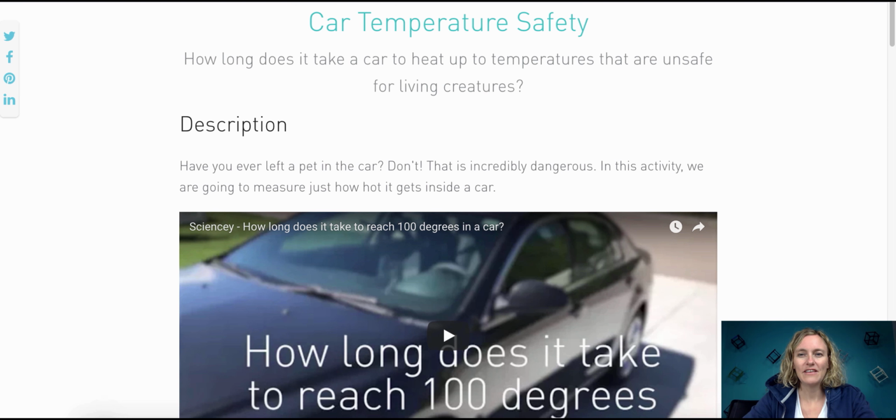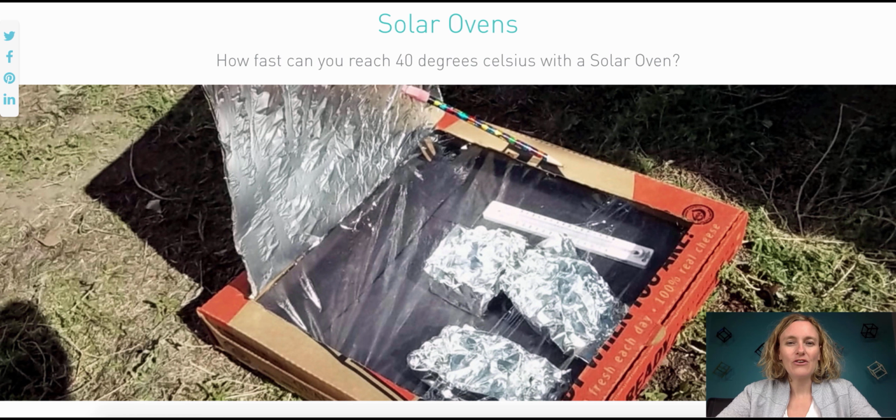Car temperature safety is different than any of the other experiments in this unit because it works best as a classroom demonstration. The students will collect data in a car to see how long it takes before the car reaches 100 degrees Fahrenheit. In the experiment titled Solar Ovens, the students will design and build a solar oven and then take data from the temperature sensor to determine how long it took to reach 40 degrees Celsius.